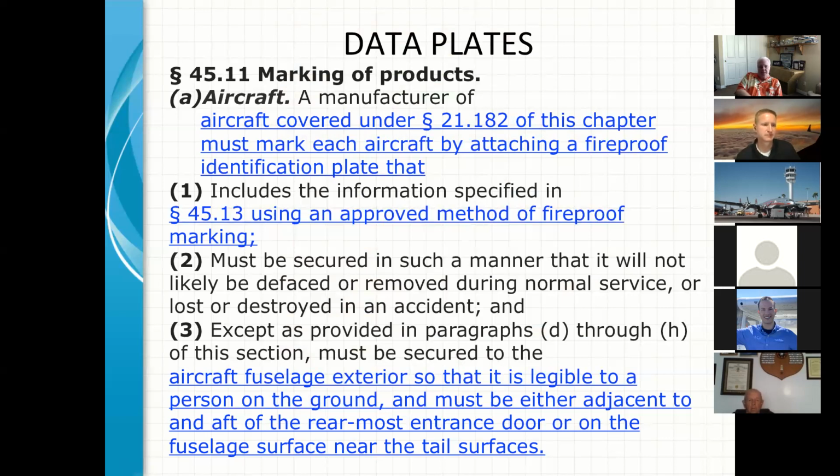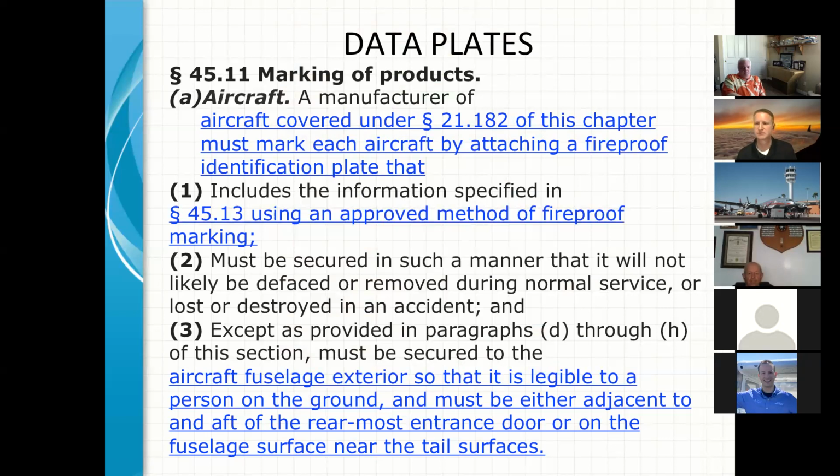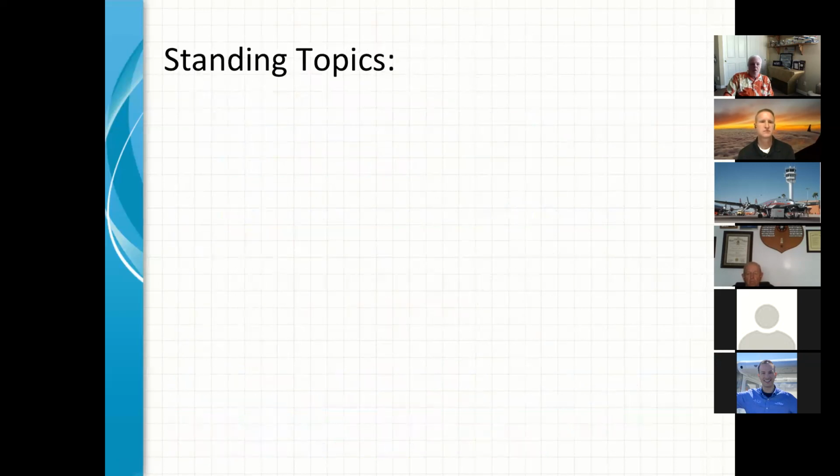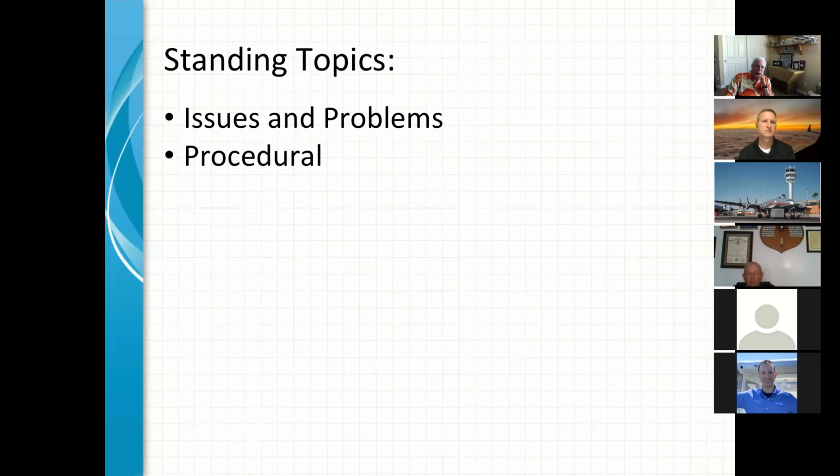Got it. Thanks. Anyone have any questions on the data plate concept? Once again, it should be in that same requirement for documents on board the aircraft. Okay, let's see. Anyone have any issues or problems they want to discuss other than what we talked about so far? Anything from a procedure standpoint?